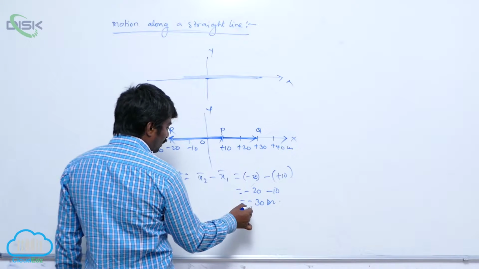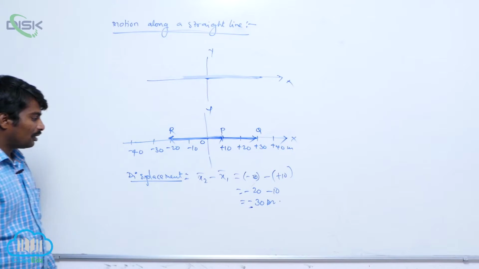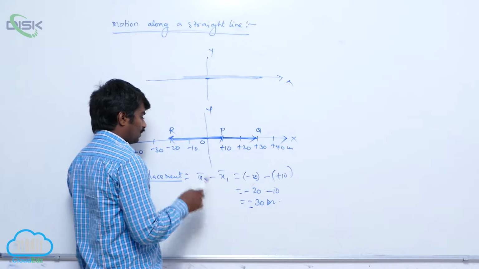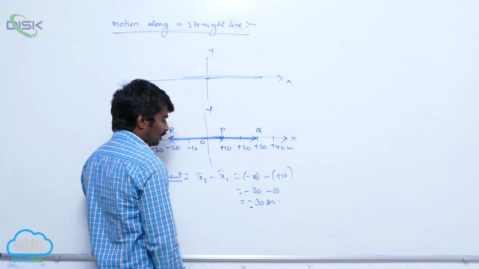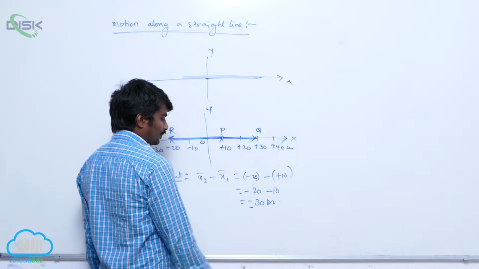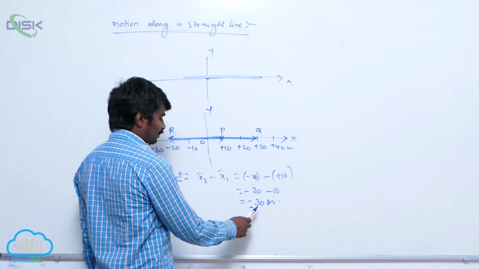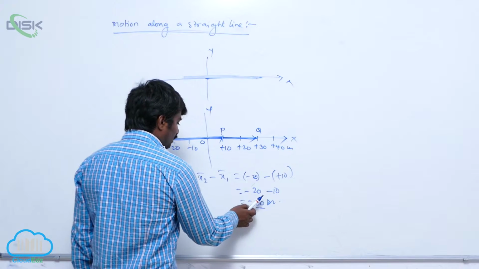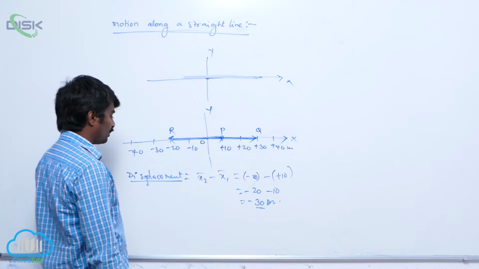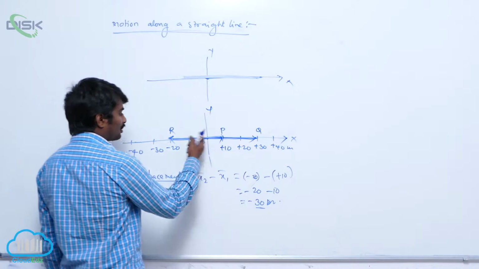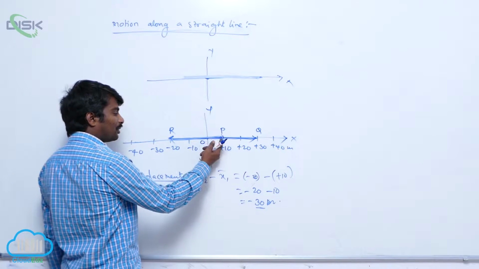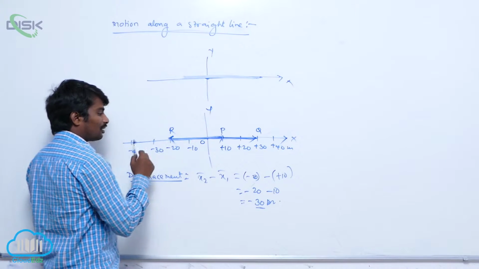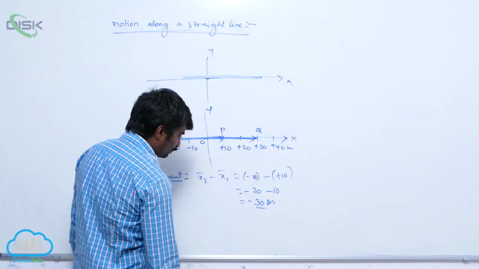That's why the minus comes. That is x2 minus x1 is equal to final position minus initial position. So the final position is minus 20 meters, the initial position is plus 10 meters, so it is minus 30 meters. 30 gives you the magnitude of the displacement and the negative sign gives you the direction of this displacement vector, because displacement is a vector quantity and its direction is always from initial position to final position. That means in this direction, and we know it is along the negative x axis, that's why we got the negative sign.